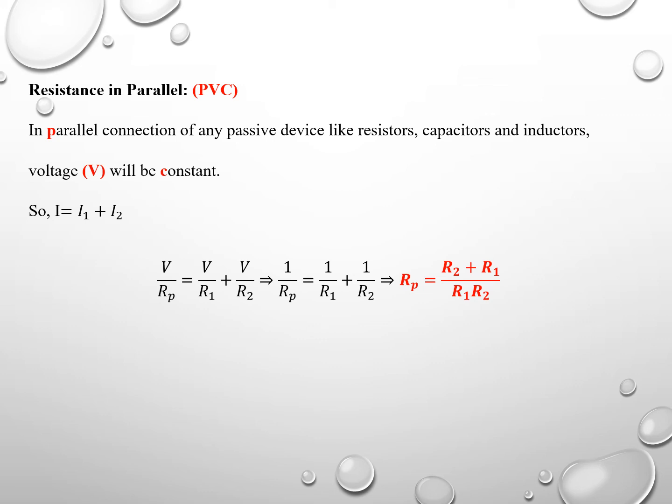Again, as the voltage is constant here, the varying parameter will be current. So we have to add up the current flowing in each of those devices to find the net current. Then we apply Ohm's law, writing the current in terms of voltage and resistance, that is V by R. For the net current, that will be V by Rp; for I1, V by R1; for I2, V by R2. The voltage is constant, so it will get cancelled and we get the equivalent resistance in parallel connection in three simple steps.